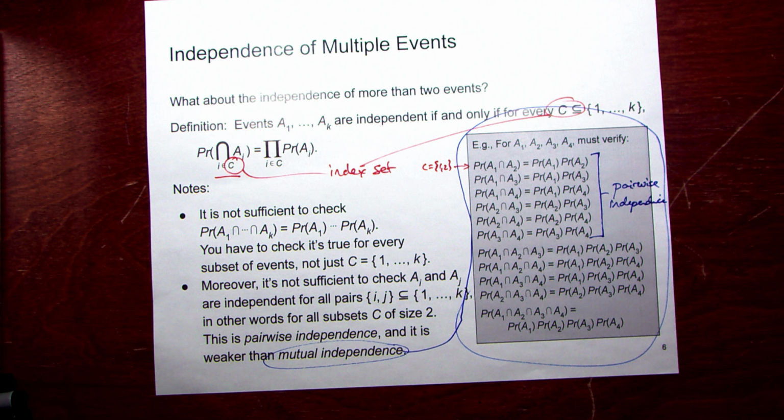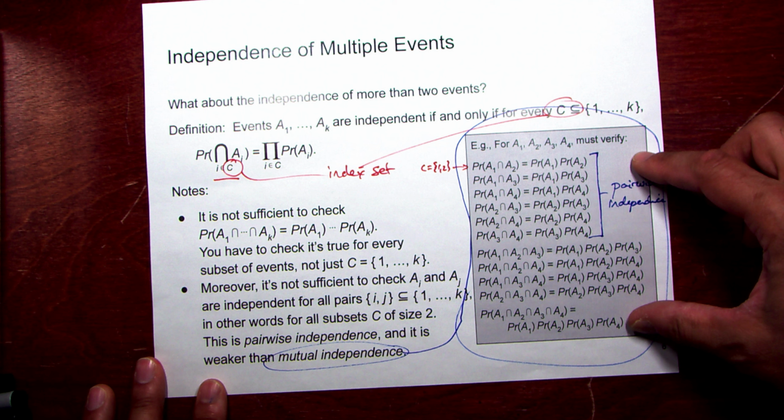Those things only require pairwise independence, which is a lot easier to do. You only have to do an n squared amount of work as opposed to a 2 to the n amount of work. It's a lot easier to verify. So just keep in mind that the 2 things are different.